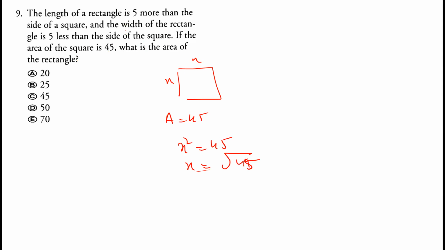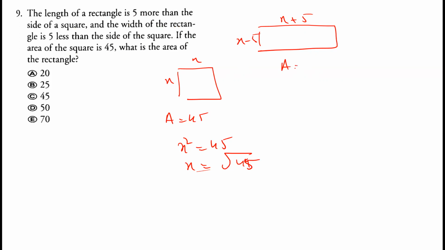But let's see what the question asks us. The length of the rectangle is 5 more than the side, so we can say the length would be x plus 5. And the width of the rectangle is 5 less than the side of the square, so this can be x minus 5. And if the area of the square is 45, what is the area of this rectangle?